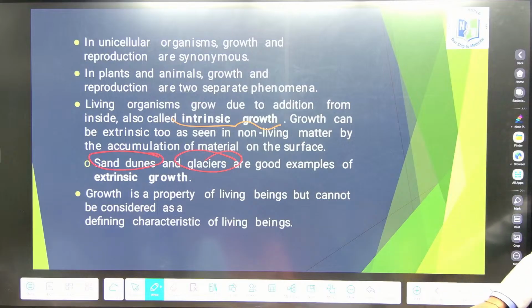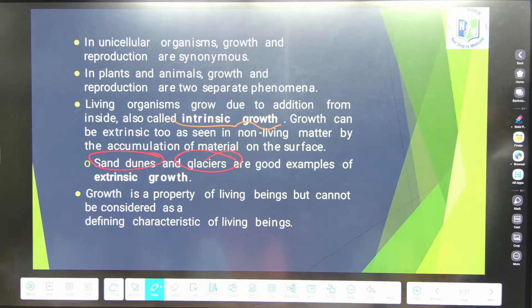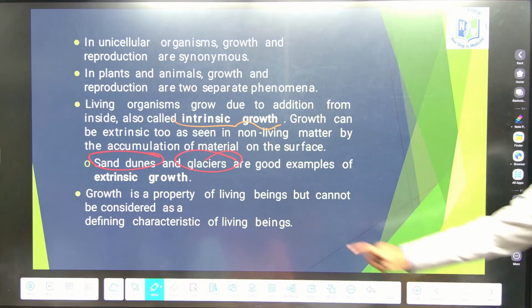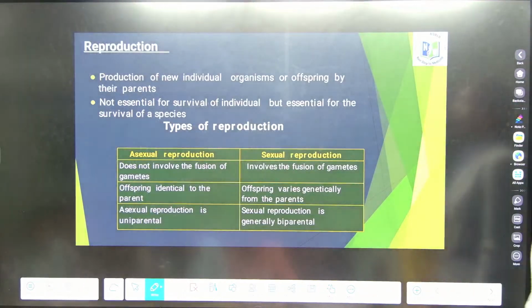You are clear on the note now why growth is known as characteristic feature of living? Just take down these two examples for extrinsic growth, that is it. Next, reproduction.